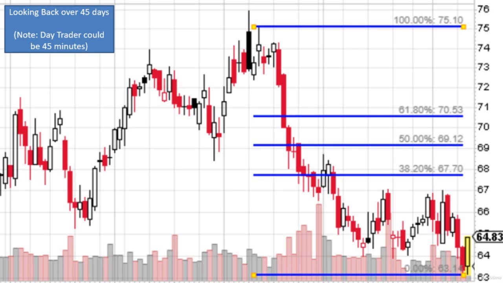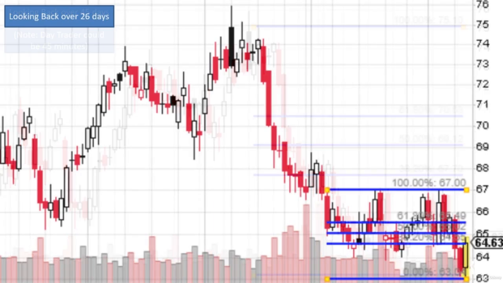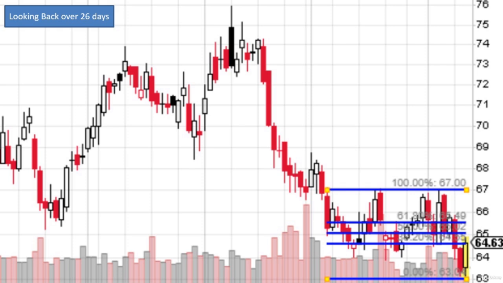But let's say I changed that and said, I don't want to look all the way back 45 days. That seems like ancient history now. We're definitely in this more narrow trading range. Let's look back less time. So now I'm going back to more of that trading range, a narrower range, looking back over 26 days. Because this is really more the range I'm in right now. It had that high, which is good, $75 might give me an idea of potential.